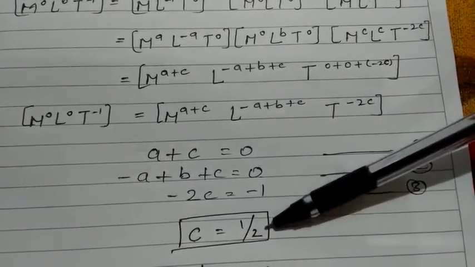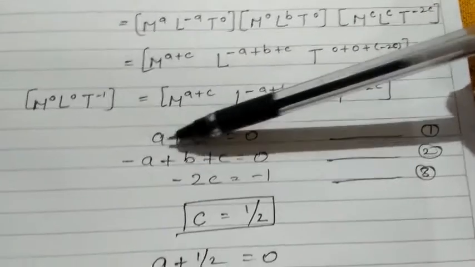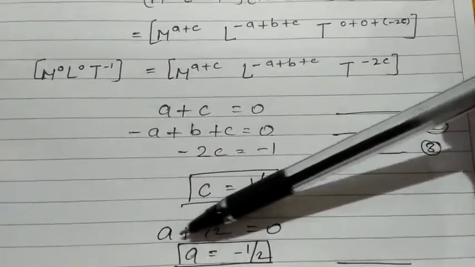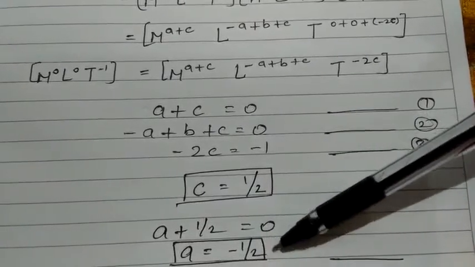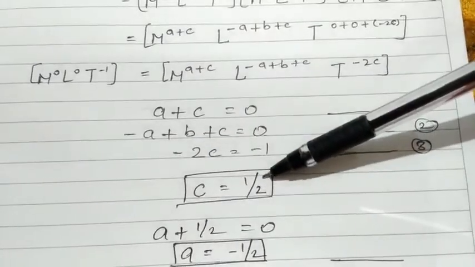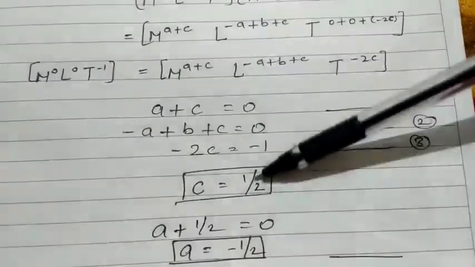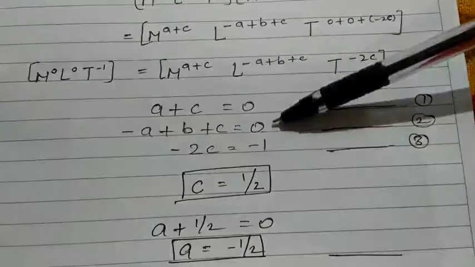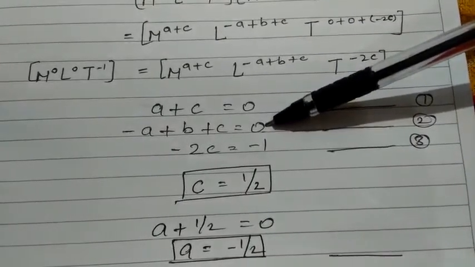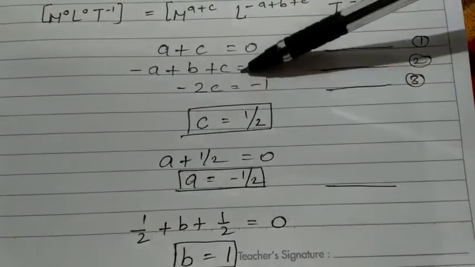Now by putting this value in equation number 1, we can get the value of a. So here you can see a plus half equals 0. So a equals minus half. So we have got the values of c and a. Now by putting these two values, the values of a and c, in equation number 2, we will get the value of b.